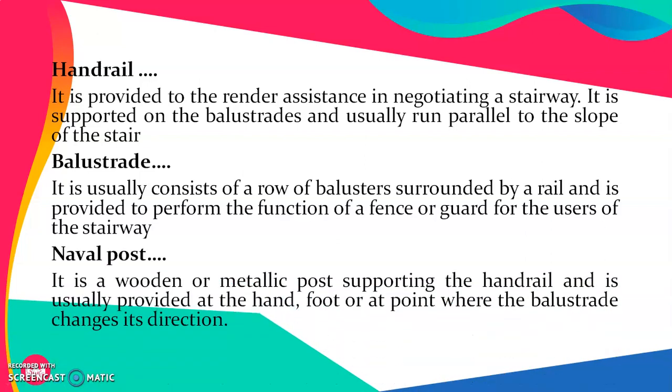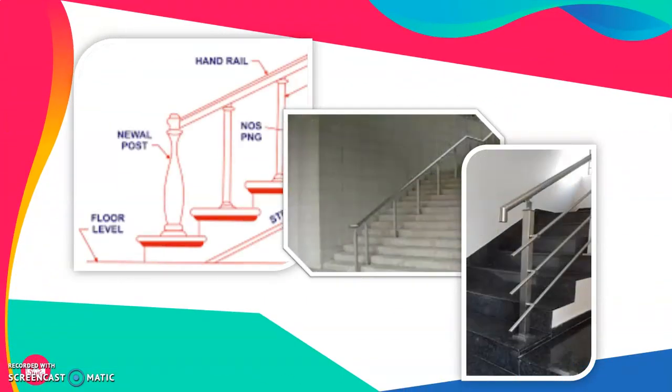While the newel post is the wooden or metallic post supporting the handrail and is usually provided at the head, foot or at the point where the balustrade changes its direction. These figures will help us to understand these things with ease. The newel post and handrails along with the balustrade.